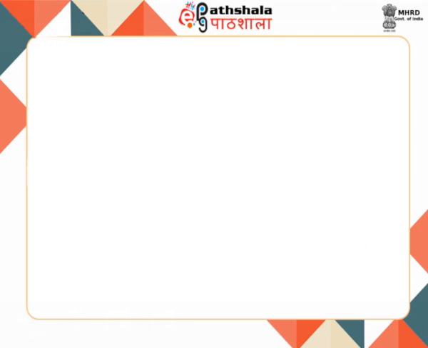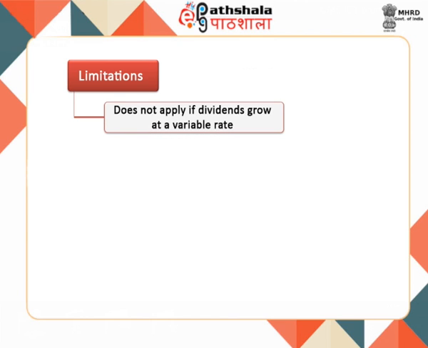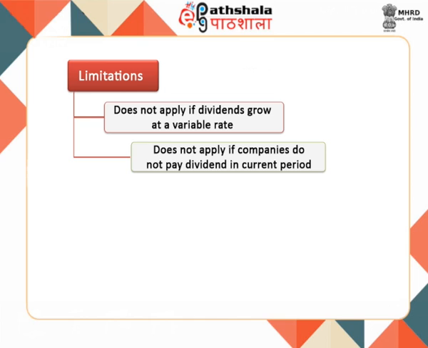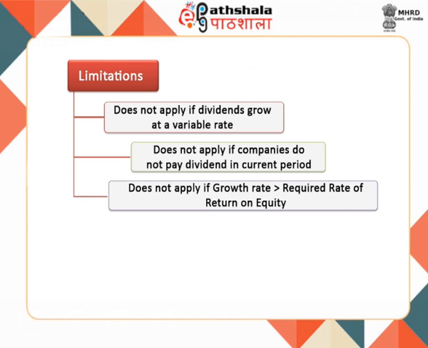Although DVM is a very sound technique of calculating the cost of equity, it is not free from drawbacks. The following are the limitations of DVM. The model fails to calculate the cost of equity if dividends grow at a variable rate. The model fails to calculate the cost of equity for those companies that do not pay dividend in the current period. In this case, D1 would be 0 and thus P1, or expected price, would be 0, which does not make sense. This model does not apply if the growth rate of dividends is greater than the required rate of return on equity, because in this case, the model will calculate a negative stock price, which is not possible.